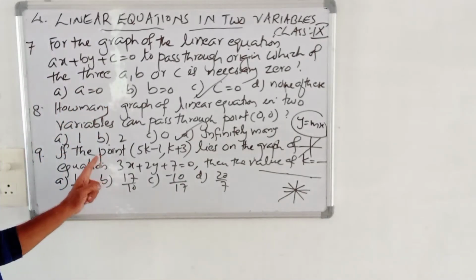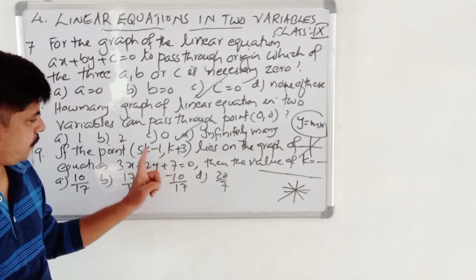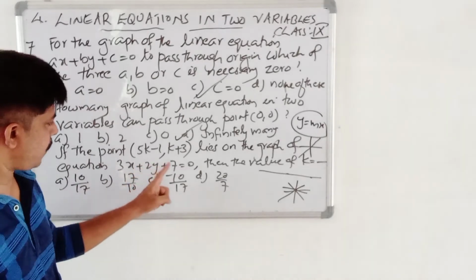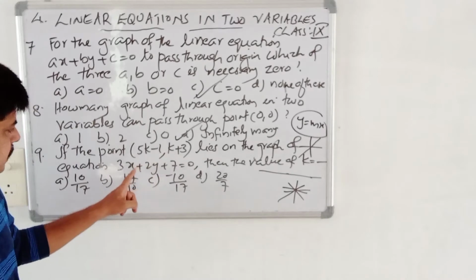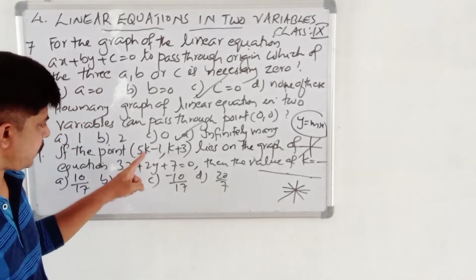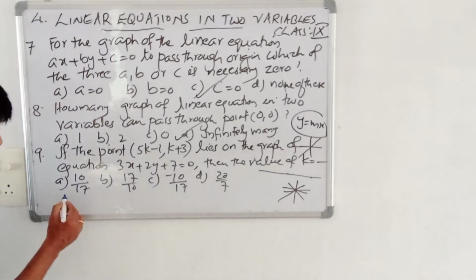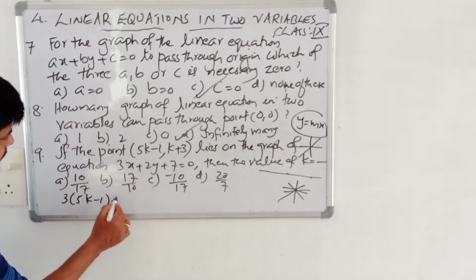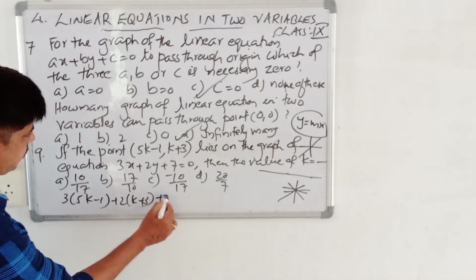Now we have the third question. If the point (5k - 1, k + 3) lies on the graph of the equation 3x + 2y + 7 = 0, then find the value of k. Actually, this is a solution of this equation, but the solution is given in terms of k. This is the x coordinate, this is the y coordinate. x will be substituted by 5k - 1. So 3 into (5k - 1) plus 2 into (k + 3) plus 7 is equal to 0.